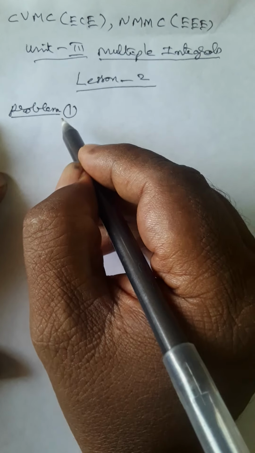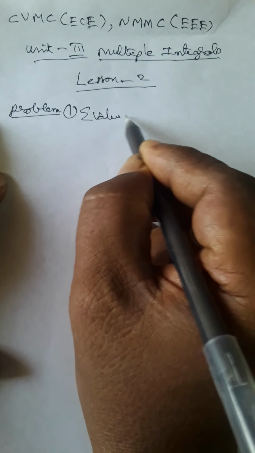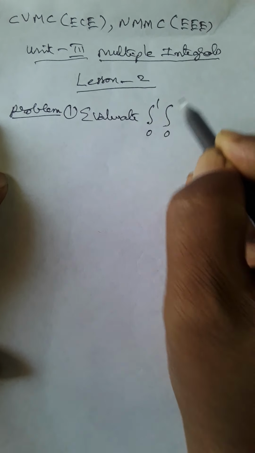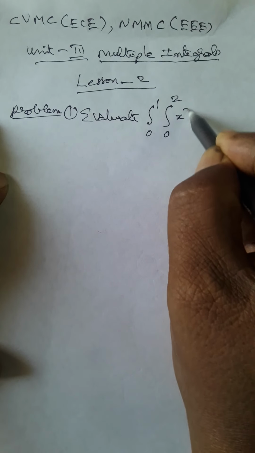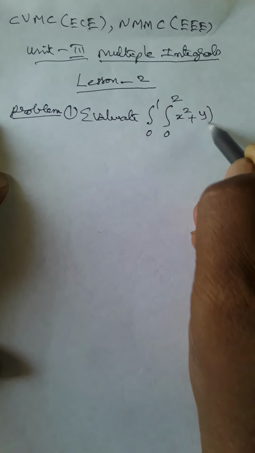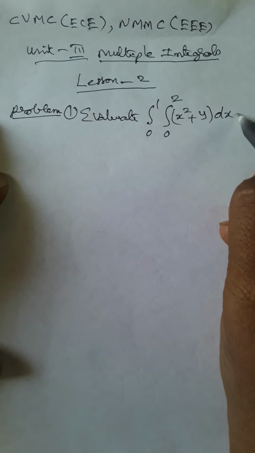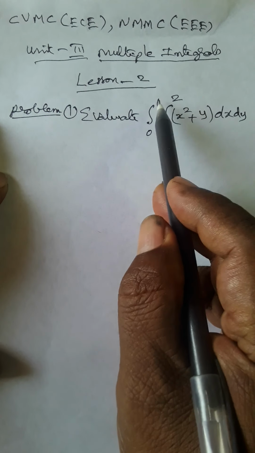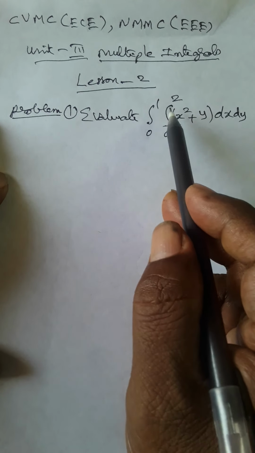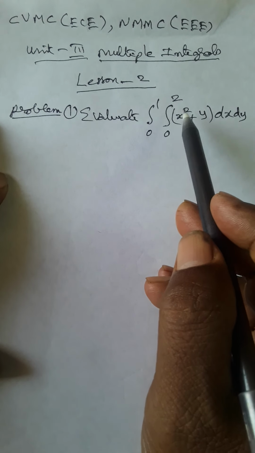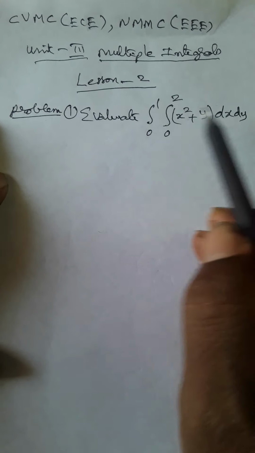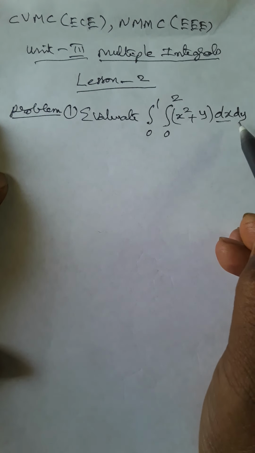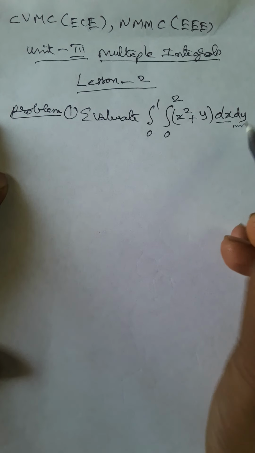Problem 1. Evaluate integral 0 to 1, integral 0 to 2, x square plus y dx dy. So here all limits, upper and lower limits, are constants. So we have to integrate this one, x square plus y, first with respect to x, second with respect to y.